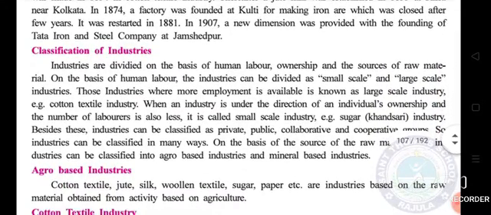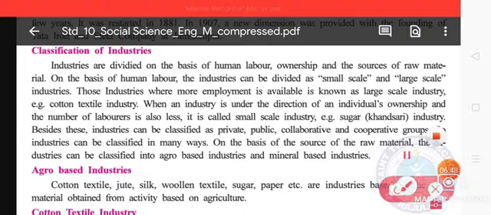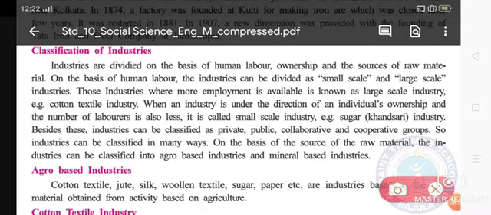Then the classification of industry: how the industries are divided or classified. Industries are divided on the basis of human labor, ownership and source of raw material. So you can underline the classification of industry in your textbook. The industries are divided on the basis of human labor, ownership and the source of raw material.